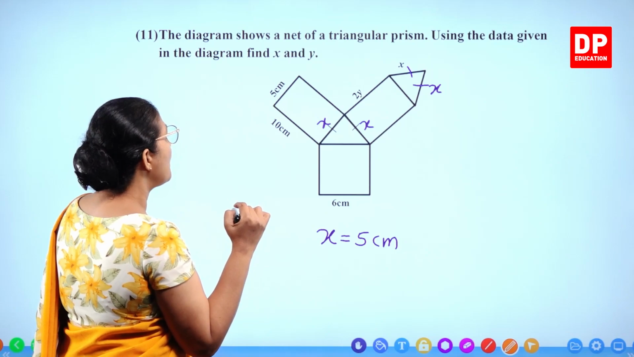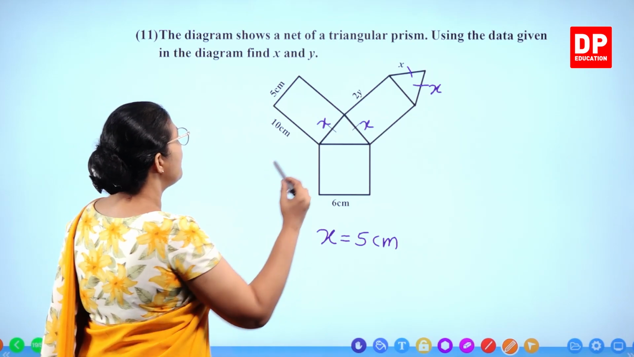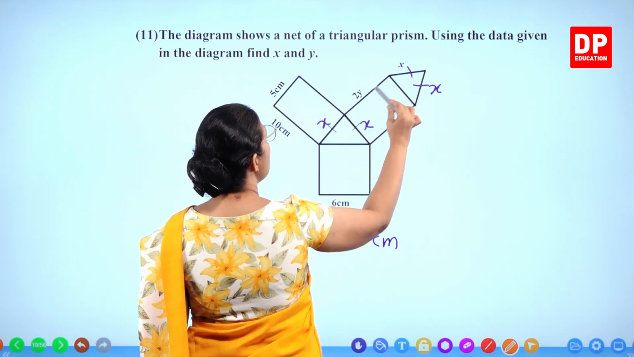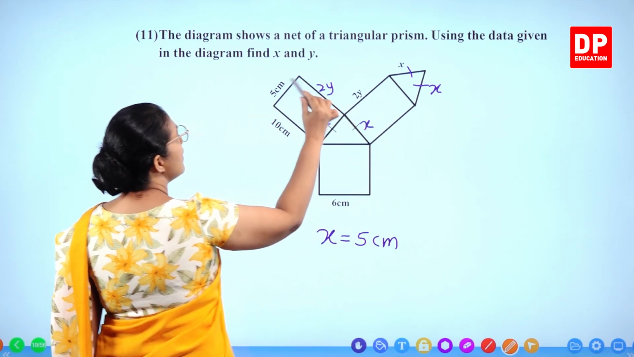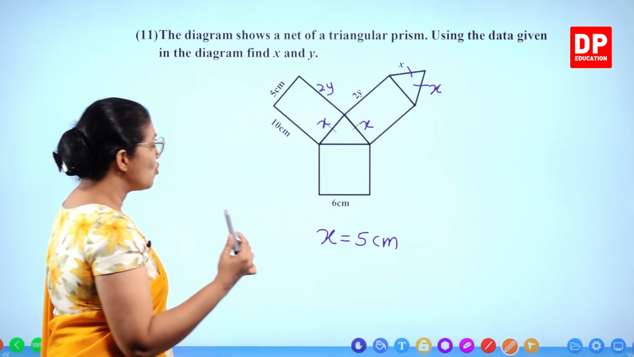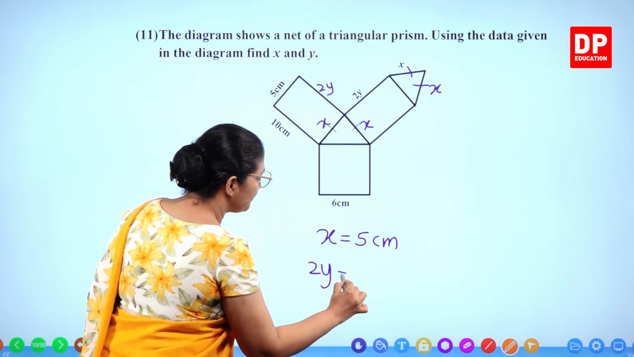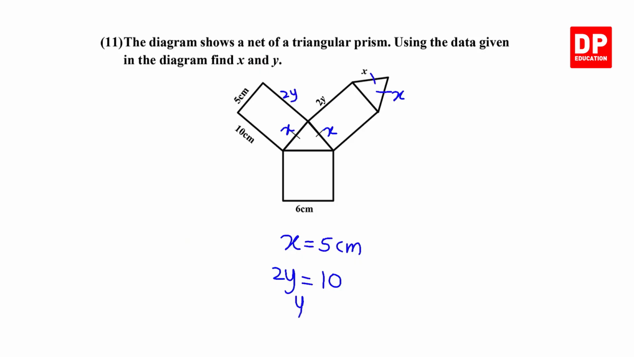And what is y? Here, this length, 2y, should be the same as this length. That's 10. So 2y equals 10. Y becomes 10 divided by 2. That's 5 centimeters. So you get 1 mark for finding x and 1 mark for finding y.